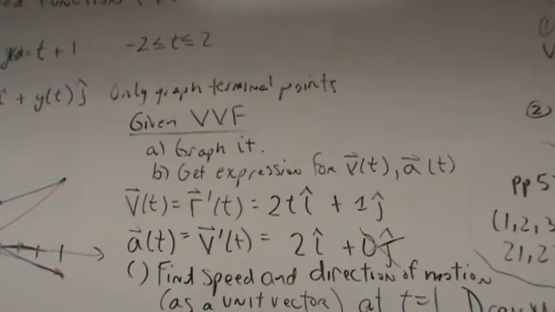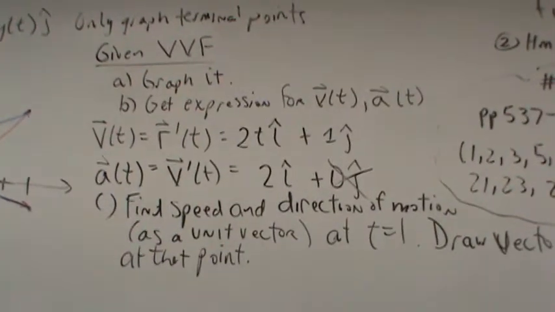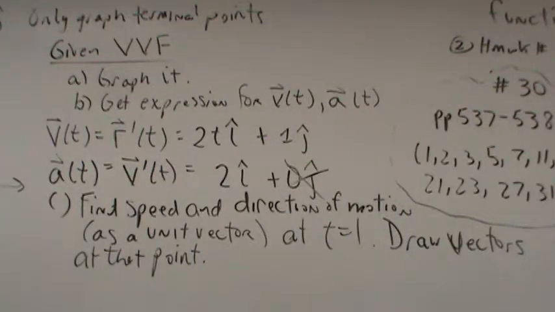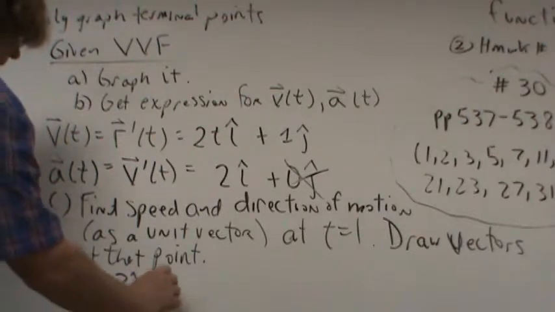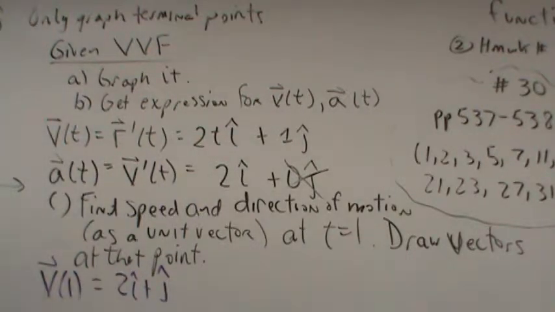So here's what we're going to do. First of all, let's find, as Daniel said, the velocity at t equal 1, and then let's find the acceleration at t equal 1. I'll do that down here maybe. The velocity at t equal 1, I'm just going to stick a 1 in, and I get 2i plus j. That's the velocity at 1.